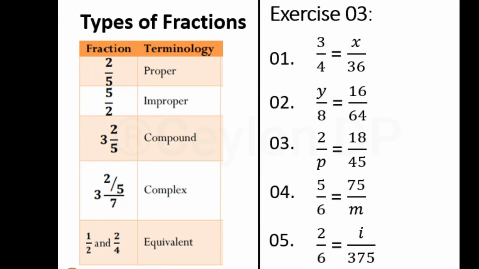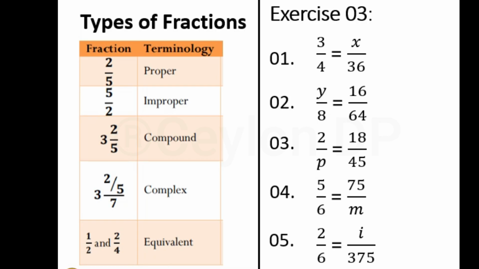The exercise is there. Before the exercise, the types of fractions. In here, first is a proper fraction. It means 2 divided by 5. And improper means the numerator is higher. It means 5 over 2. And compound means a mixed fraction, 3 and 5 over 2. And complex means another fraction is there in the numerator side, 5 over 2 divided by 7.